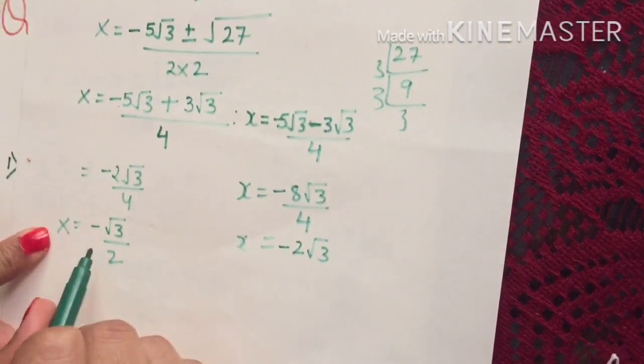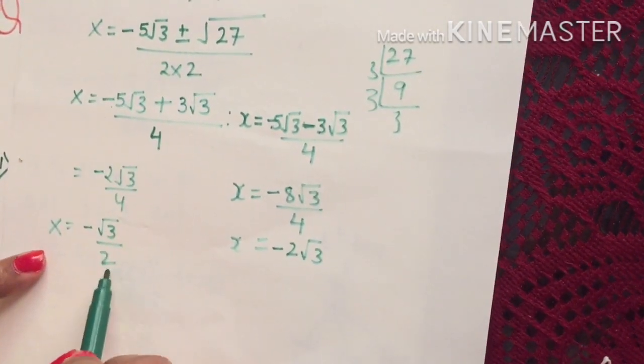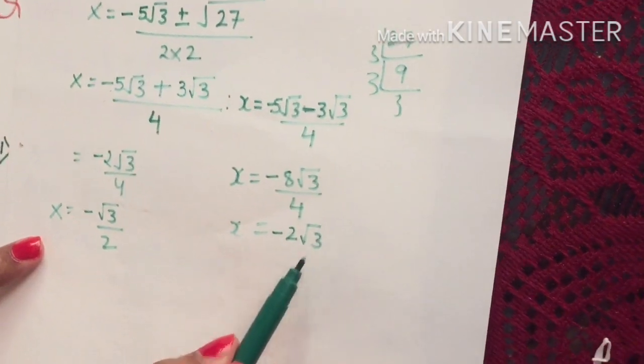So what are the two roots? Two roots are minus root 3 by 2 and minus 2 root 3.